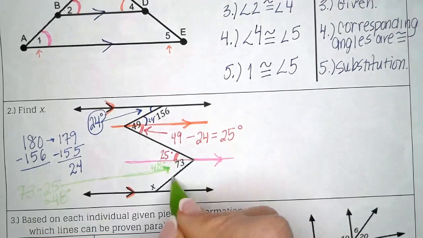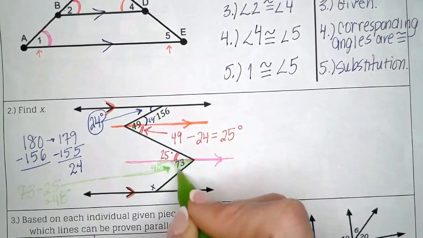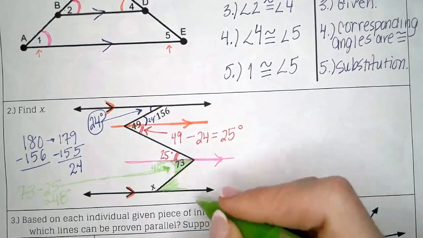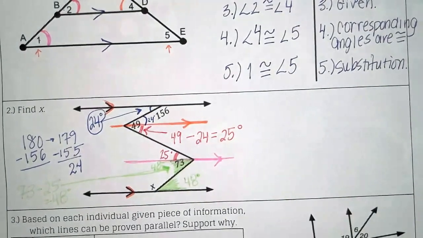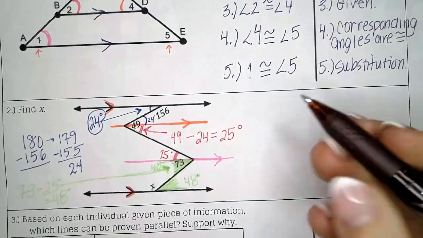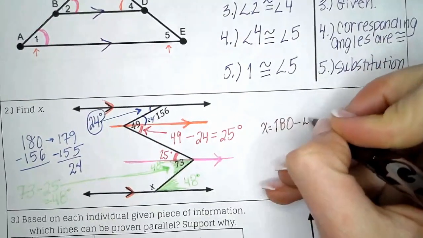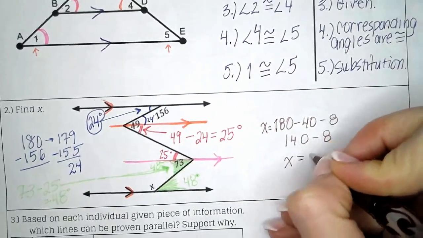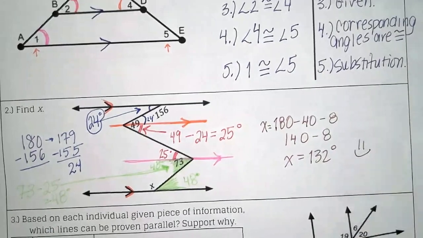Now where is this Z shape for the alternate interior, right? If this is 48 degrees in this angle, then this is 48 degrees in there. So if that's 48 degrees, last step, how do we get X? Yep, 180, take away 48. So final thing, X equals 180 minus 40 minus 8, so that's 140 minus 8, X equals 132 degrees. Winner, winner, chicken dinner.